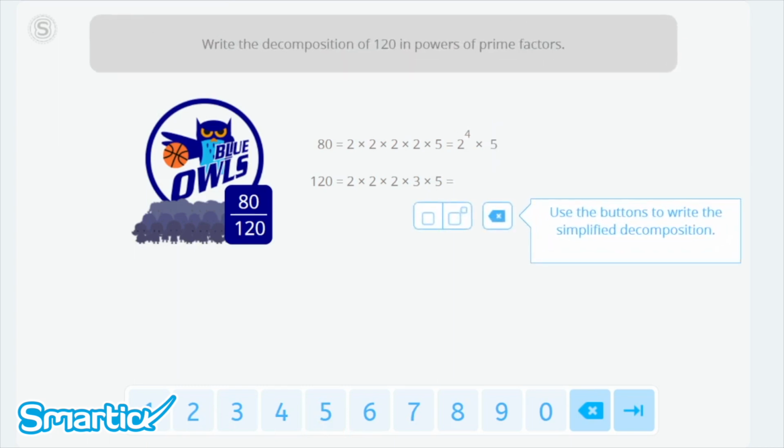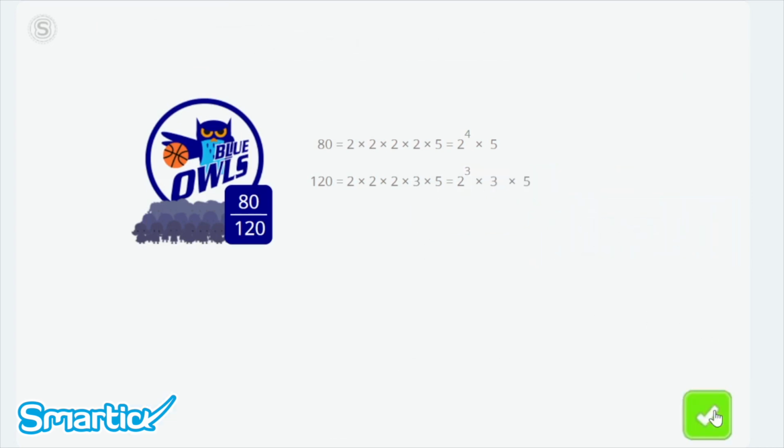Now, simplify the decomposition of 120. Okay, so we have 3 2's, so it repeats. So 2 is the base, 3 times, so 2 to the power of 3. We also have times 3 times 5. Yep. Very good.